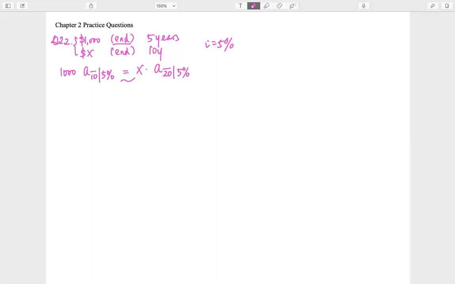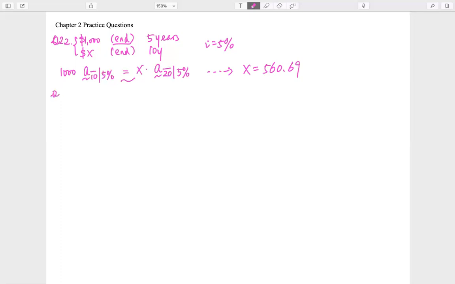Both of them start 1 year from now, so it's annuity immediate. That's why it's A, not A double dots, not A bar. In order to calculate X, this should be easy. I leave this to you. If you want to check, the result should be $560.69. That is the first question.